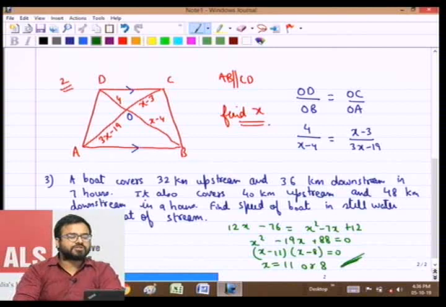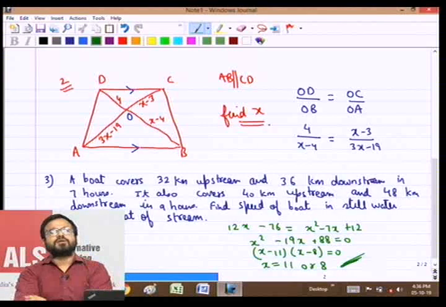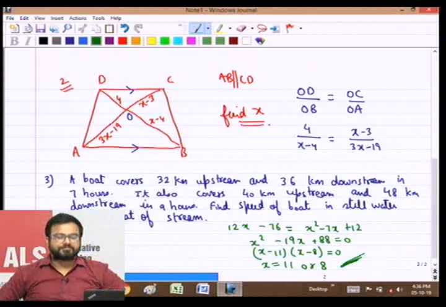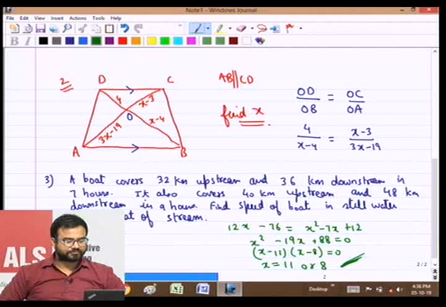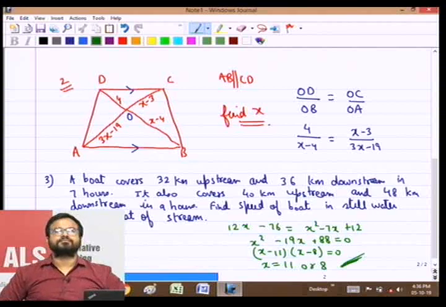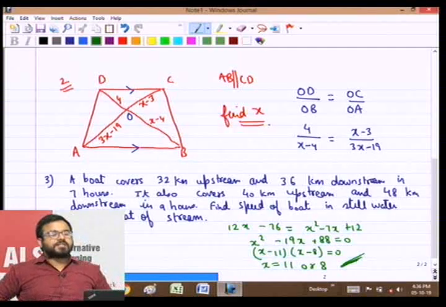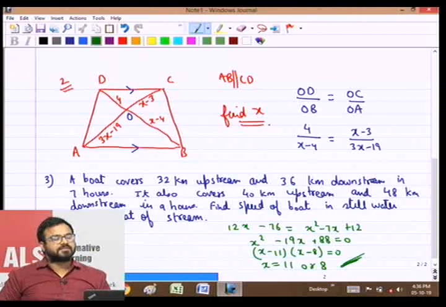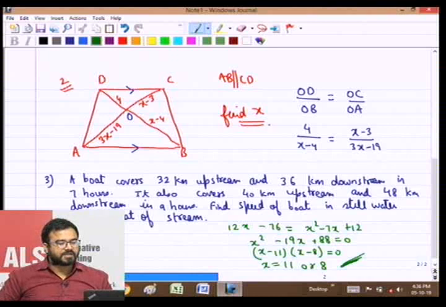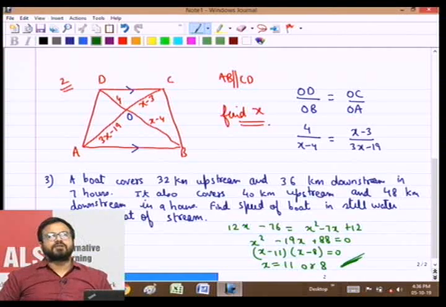Now solve the third question based on the system of equations, and the concept is boat and stream. A boat covers 32 km upstream and 36 km downstream in 7 hours. It also covers 40 km upstream and 48 km downstream in 9 hours. Find the speed of the boat in still water and the speed of the stream.